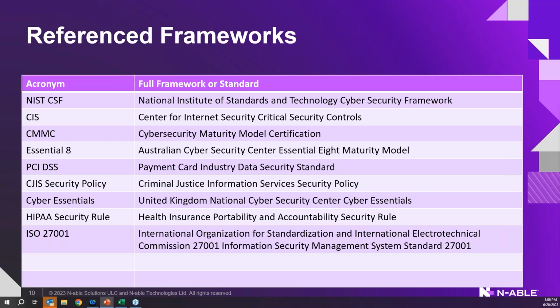CJIS is for the Criminal Justice Information Services, so that's going to be for your municipal, townships, sheriffs, police departments. Cyber Essentials for the UK, the HIPAA security rule, not the HIPAA privacy rule. We're not going to be talking about that, it's a little bit out of scope for the frameworks that we wanted to talk about, just focusing on the security aspect. And then the ISO 27001 is kind of an example of enterprise level guidelines and frameworks.